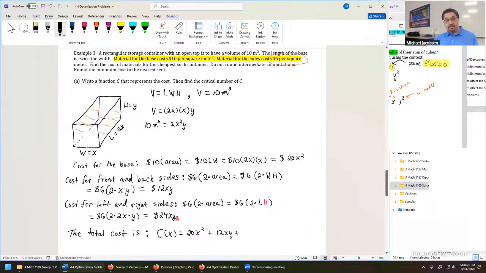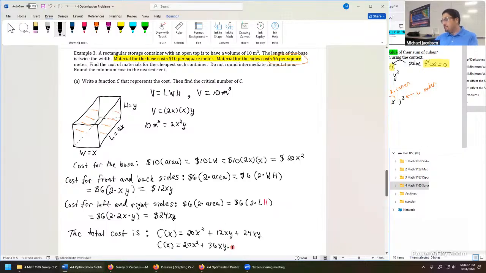Add the cost for the left and right sides, 24xy. And we have like terms. These are terms in x and y, so we can say the cost is 20x squared plus 36xy. So we've got a cost function finally.